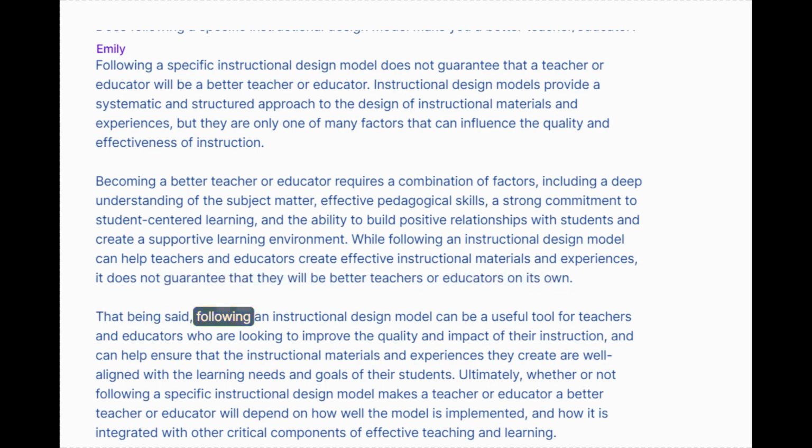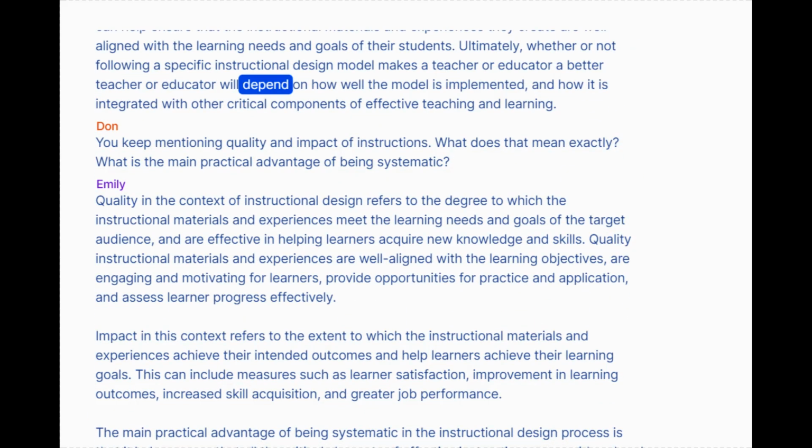That being said, following an instructional design model can be a useful tool for teachers and educators who are looking to improve the quality and impact of their instruction, and can help ensure that the instructional materials and experiences they create are well aligned with the learning needs and goals of their students. Ultimately, whether or not following a specific instructional design model makes a teacher or educator a better teacher or educator will depend on how well the model is implemented and how it is integrated with other critical components of effective teaching and learning.